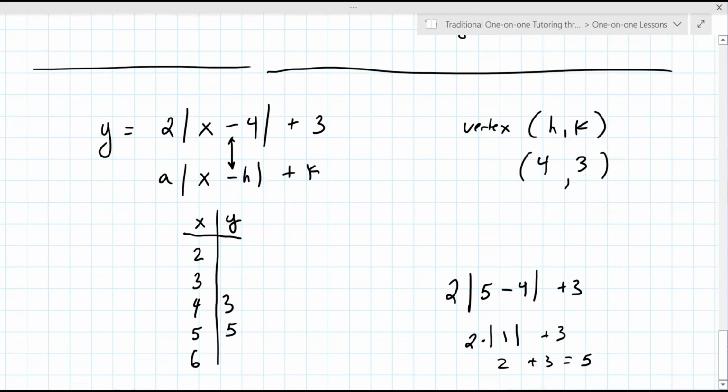So which y value is also 5 by symmetry? The 3. Yes. Okay, so your choice: can you do either the 2 or the 6 for me? Yes.